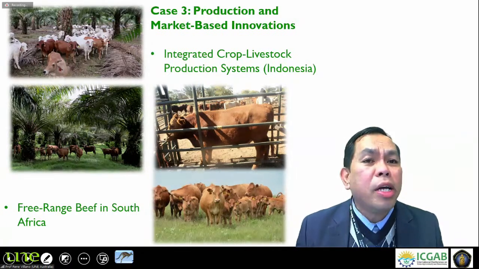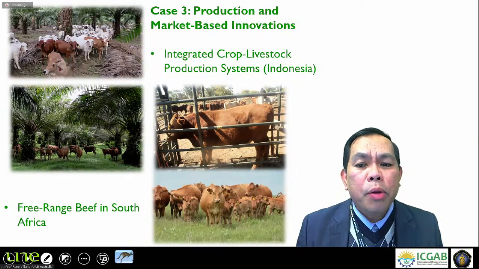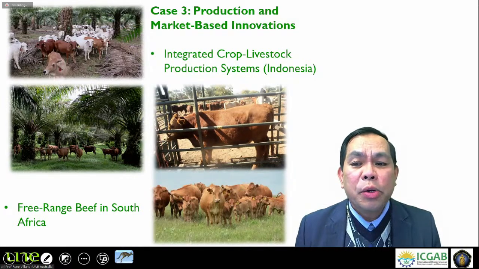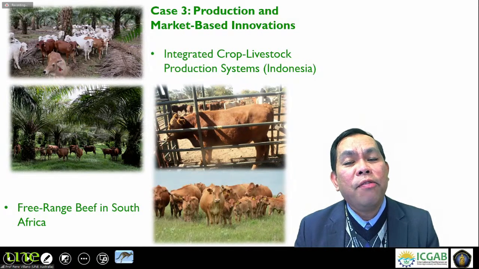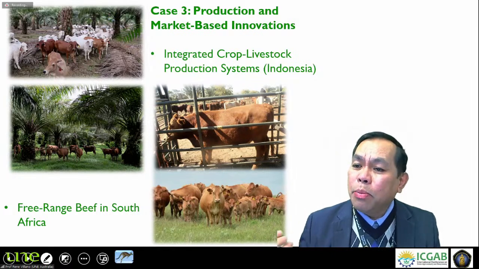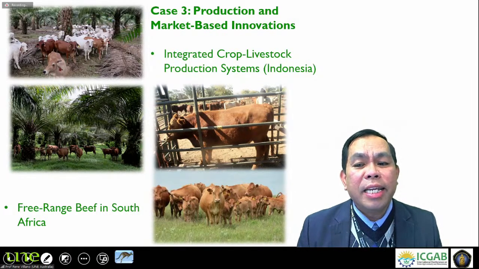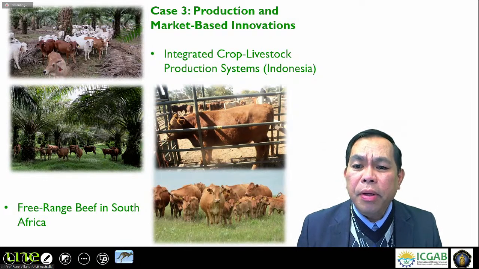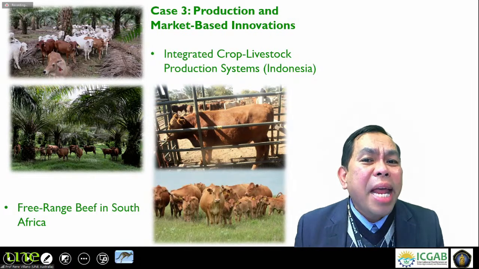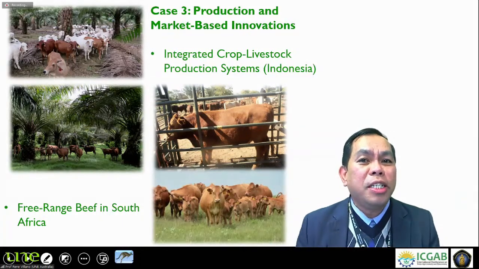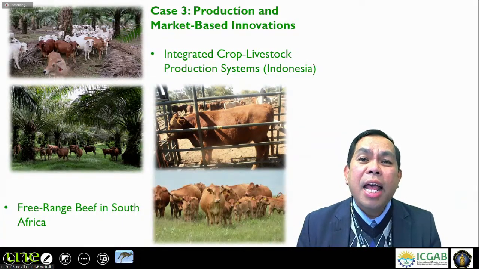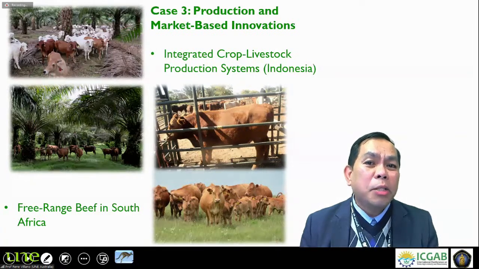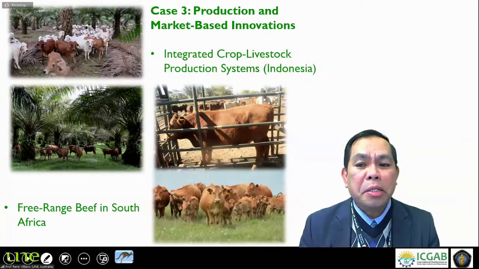And we have a similar project in South Africa, whereby we have the high value beef partnerships. This is an integrated production and market-based innovation, targeting smallholders with a view to reaching the high-end market with free-range beef. Again, these are just some of the many examples of technologies, innovations, or practices that have been introduced to smallholder farmers.